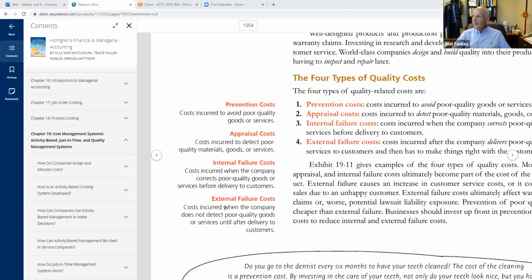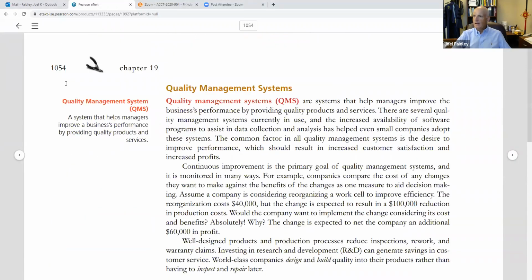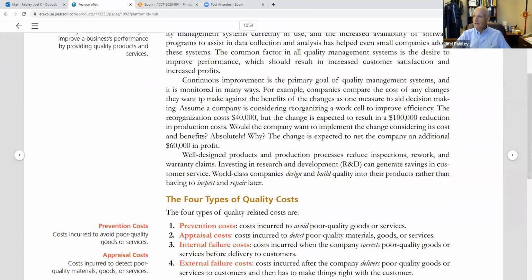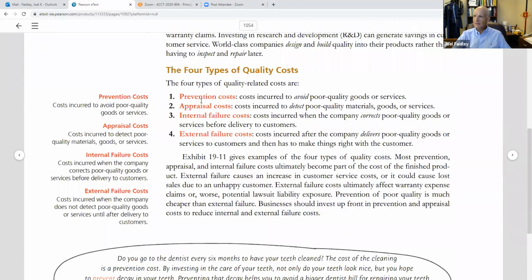So what you see there in the e-text, we're on page 1054, Quality Management Systems. How do you manage your quality? Anytime you talk about quality, there are four key areas when you're talking about cost. This is very relevant. I worked in this most of my career. Four types of costs, and this is cost that you're spending as a company. It's going to be expense. This is cost that you're incurring in order to make your processes better, your processes that make your product or service better.